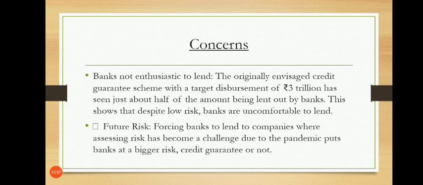So the originally envisaged credit guarantee scheme with a target disbursement of rupees 3 trillion has seen just about half of the amount being lent out by banks. So see, banks here have very important role to play, right? Because this credit guarantee scheme is to be run by the banks only. So if banks are not enthusiastically performing, then there would be problem for the beneficiaries of this scheme, right? Because the lending process is to be done by the banks only, है ना.